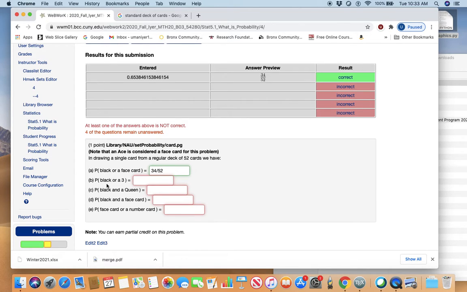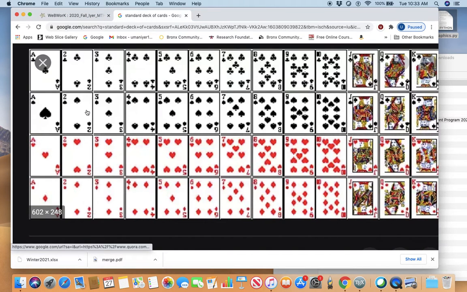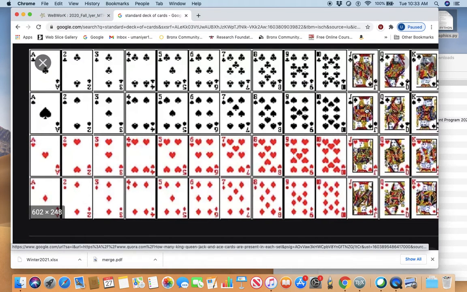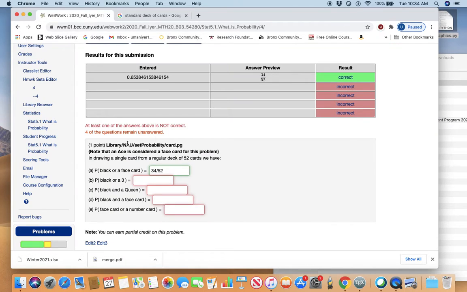Probability of getting a black or a 3. So black, there are 26 in all. So threes, these threes have already been counted. So let's count these two. So 26 black cards and 2 more 3 cards. So 28 out of 52.